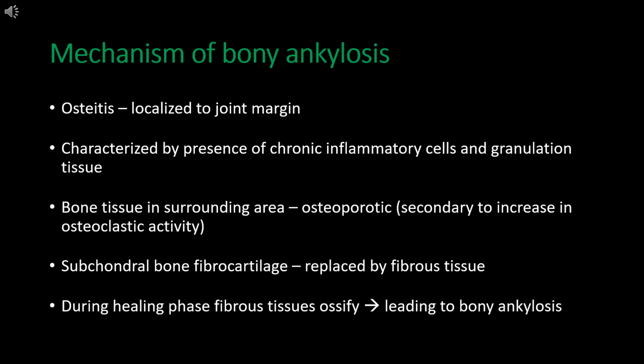Then what is the mechanism of bony ankylosis in ankylosing spondylitis? Osteitis, localized to the joint margin, is characterized by the presence of chronic inflammatory cells and granulation tissue. Bone tissue in the surrounding area is osteoporotic, secondary to increase in osteoclastic activity, and subchondral bone fibrocartilage is replaced by fibrous tissue. During the healing phase, fibrous tissue ossifies leading to bony ankylosis.